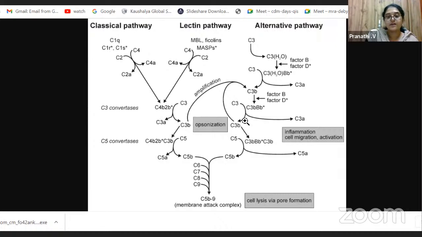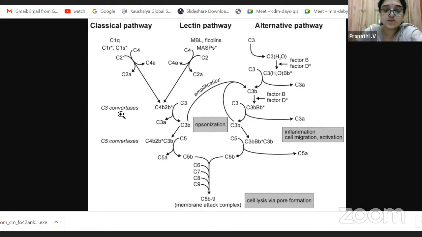C3 in the presence of convertase gives C3b. Now, C3b is the main effector molecule in the complement system. C3a, which is formed, is a small peptide that binds to specific receptors. This leads to the inflammatory pathway getting activated. Cleavage of C3 is the critical step in complement activation. This leads, directly or indirectly, to all the effector activities of the complement system.